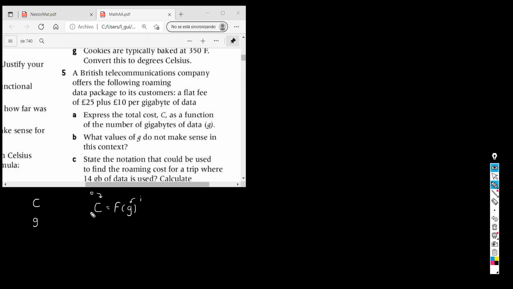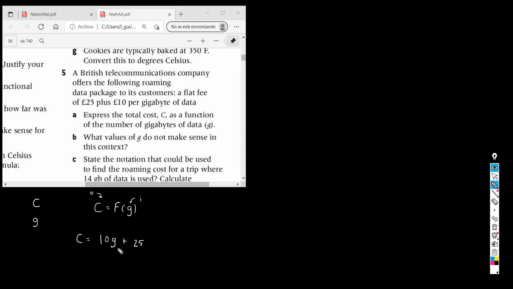So how do we calculate this? It's done in this way. The total cost is equal to the number of gigabytes of data times 10 pounds plus 25 pounds. That's it, guys. The cost that you're going to be paying is equal to 10 times the number of gigabytes you use plus the flat fee of 25, right?